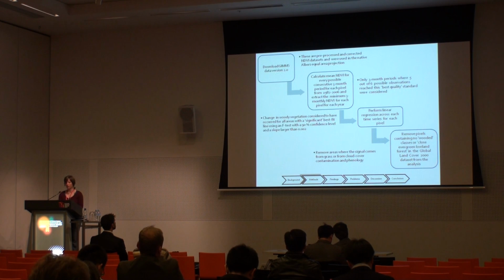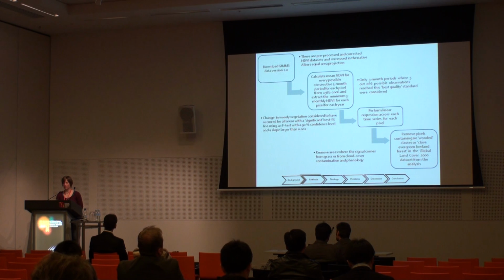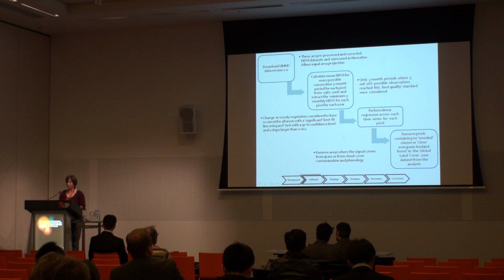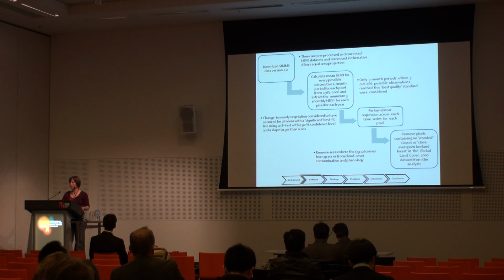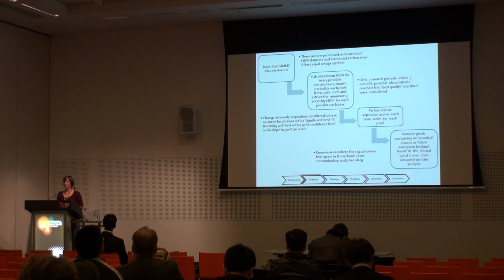So, just quickly, the methodology, which was actually quite straightforward. You can download the GIMMS dataset for free, and it's pre-processed and corrected, so you don't have to worry about it that much. The next thing we did was calculate the mean NDVI for every possible consecutive 3-month period for each pixel from 1982 to 2006. Then we extracted the minimum 3-monthly NDVI for each pixel for each year. For quality control, we only considered 3-month periods where 5 out of 6 possible observations reached the best quality standard. The next thing was to perform a linear regression across each time series for each pixel.